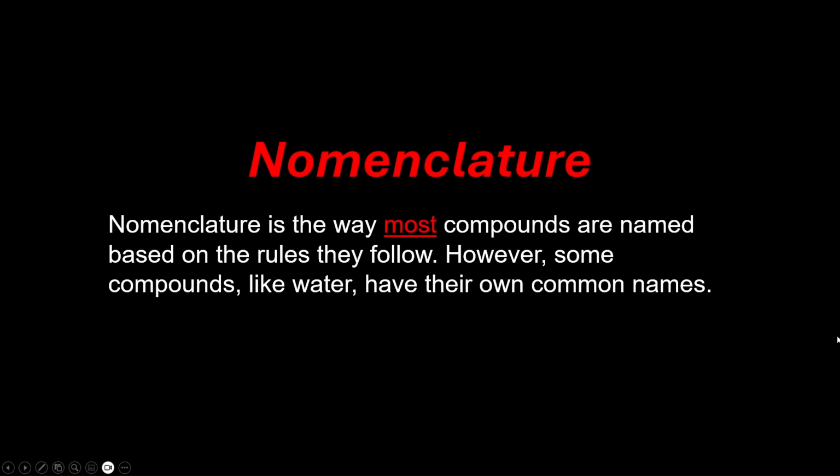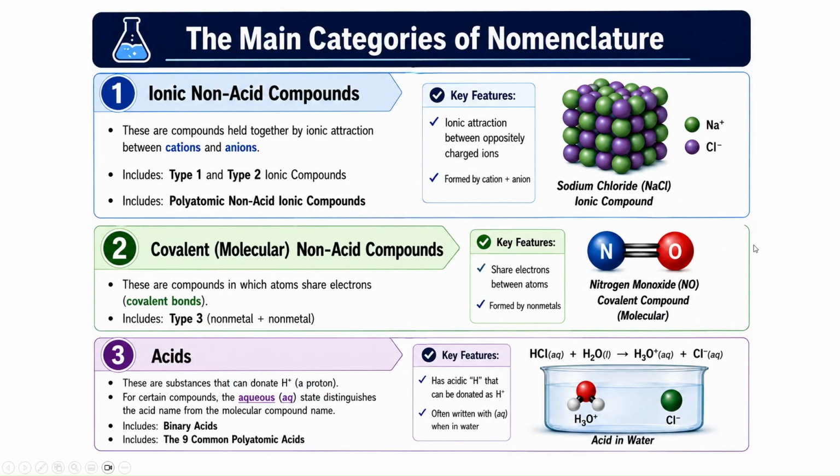So what is nomenclature? Nomenclature is the way most compounds are named based on the rules they follow. However, some compounds like water have their own common names. There are three main categories when it comes to nomenclature. The first one includes the ionic non-acid compounds. These compounds are made of cations and anions. The positive and the negative ions are held together by the electromagnetic force, which is described by Coulomb's law.